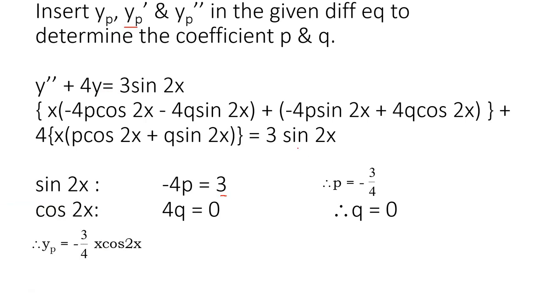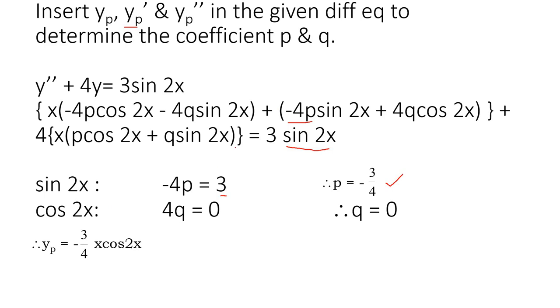I want only sin 2x. This term is multiplied by x, so I don't want it. I just want the sin 2x term here, negative 4p. This term also cannot, because it is multiplied by x. So for the sin 2x term, I get negative 4p equal to 3. Hence, p is negative 3 over 4.